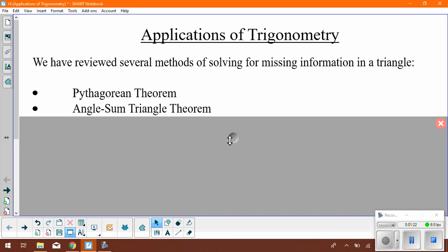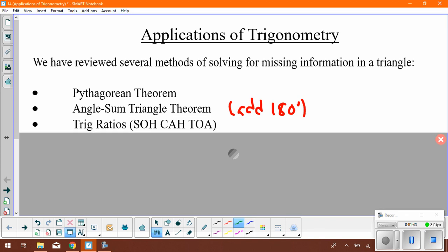Also, we never really called it this, but the angle sum triangle theorem, just the idea that the angles add to 180 degrees in a triangle. That's something that we use in the process of solving triangles. We reviewed our trig ratios, so SOHCAHTOA, right? Sine is opposite over hypotenuse and so on. So make sure you got that.